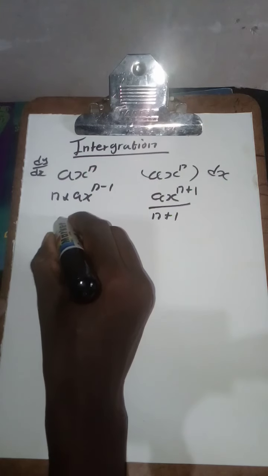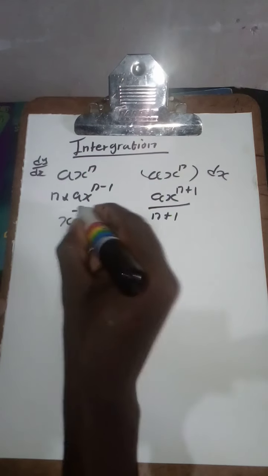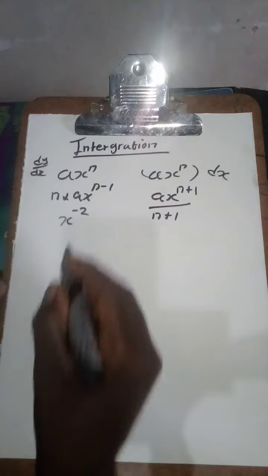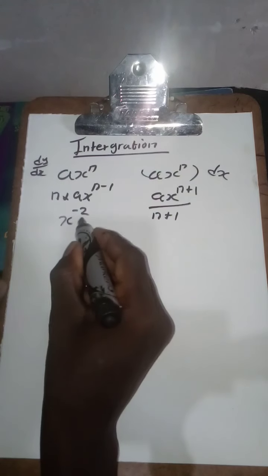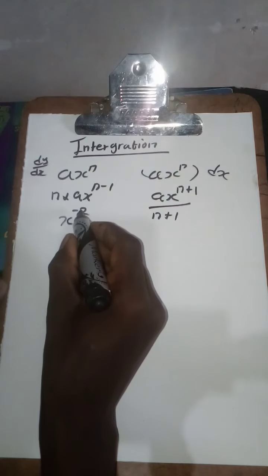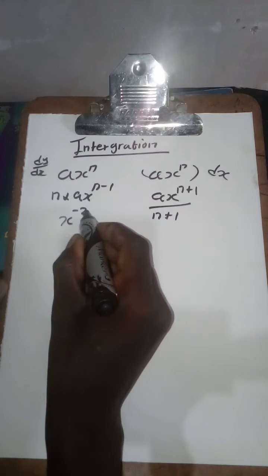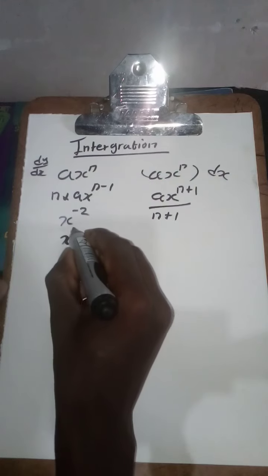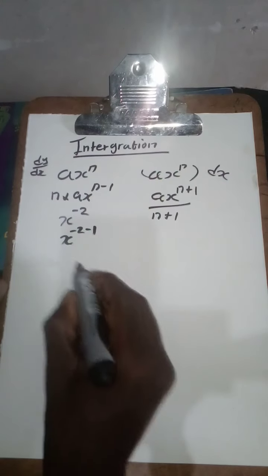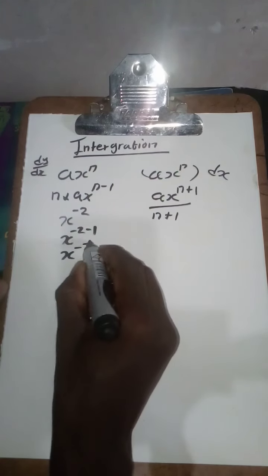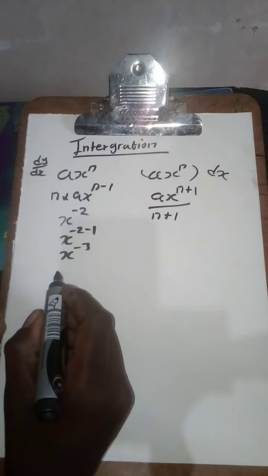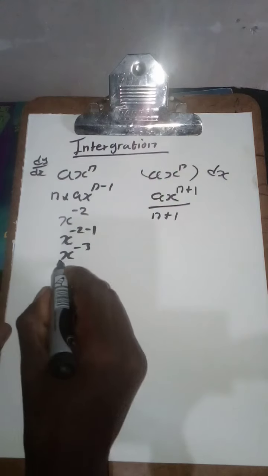We should be very careful when, for example, we have x to the power negative 2. If we are to differentiate this, we are going to reduce the power by 1. So we're going to have x to the power negative 2 minus 1. That will give us x to the power negative 3. And you should keep in mind that negative 3 is smaller than negative 2. Hence we have reduced this by 1.